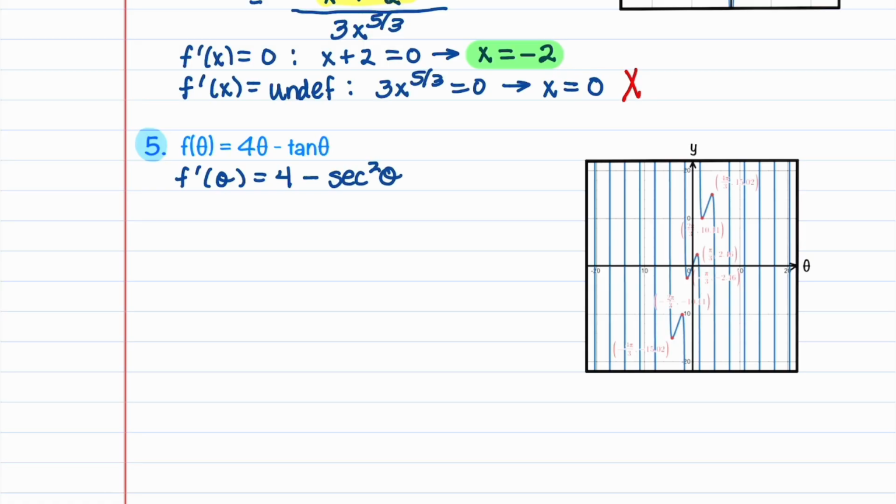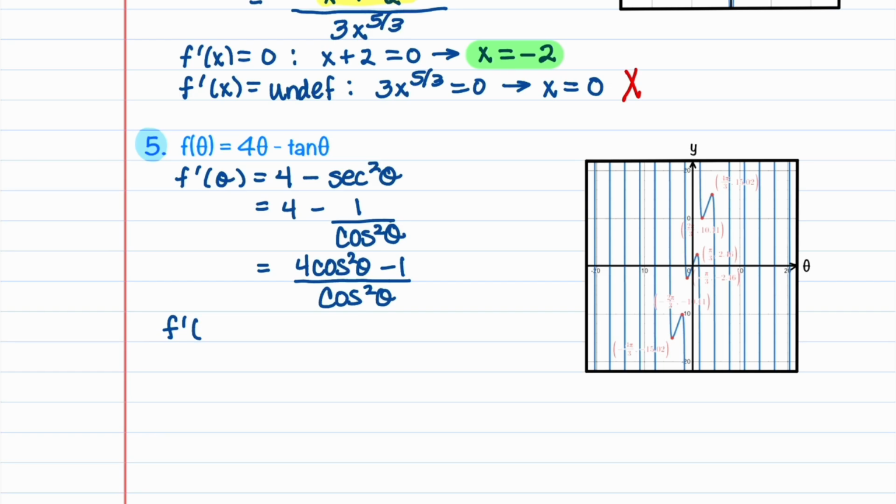Now, I don't know about you, but I don't really have the secant values memorized. So let's see if we can change this derivative to be in terms of cosine instead of secant. So let's set secant squared to be 1 all over cosine squared theta. Now we can go ahead and get a common denominator, cosine squared theta. Now we're going to have to multiply our 4 by cosine squared theta, and then we subtract 1.